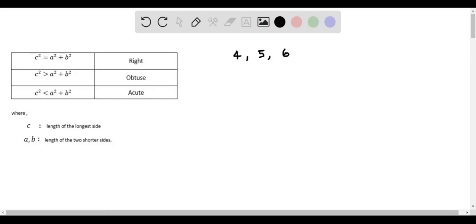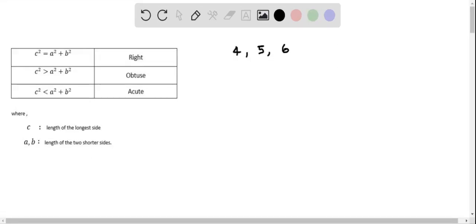Let's classify the triangle as right, acute, or obtuse based on the side lengths 4, 5, and 6. So we will be replacing this rule, which states that if C is the length of the longest side, and A and B are the lengths of the two shorter sides, and if the relation is followed, that is, if C squared equals A squared plus B squared, then it is a right triangle.